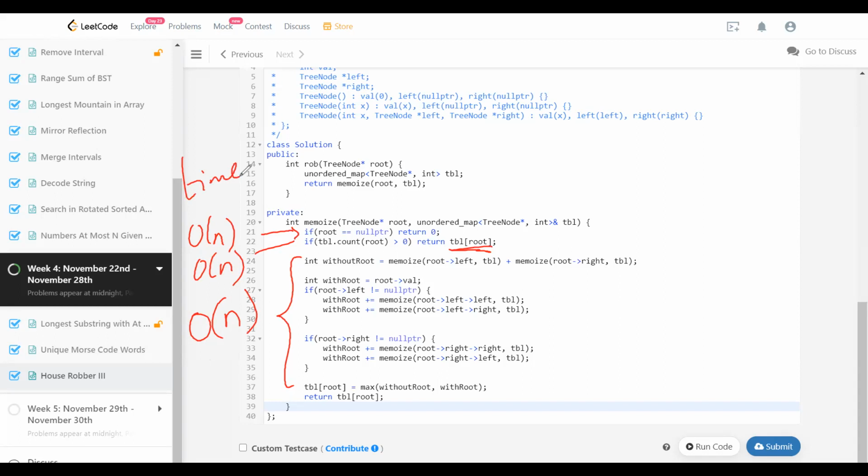And space wise, we use a table here. And if you see here, we only memoize for a valid root node. So there are big O of n number of nodes. So this is the space we need for the table. But there is a recursion here, so we need stack space also. So the depth of the tree is what we need, but the depth of the tree is also going to be limited by big O of n. So the overall space is still big O of n. So this works in linear time and linear space.